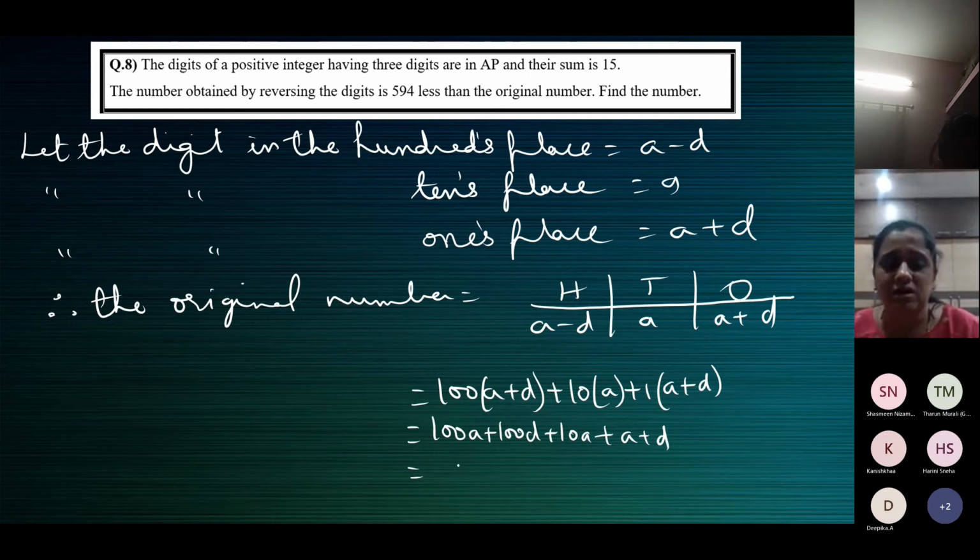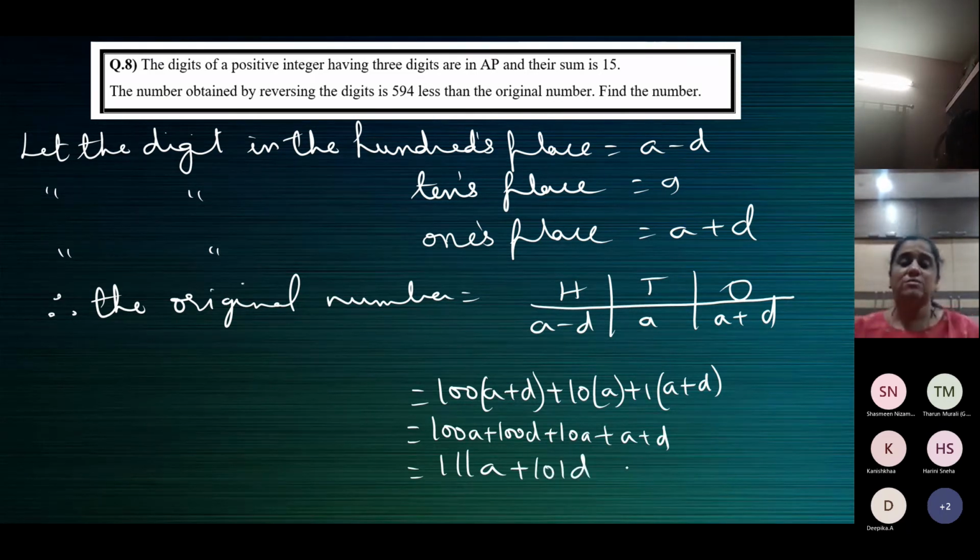So that's nothing but 111A minus 99D. Children, am I right? Yeah, I'm right. So this is the original number.